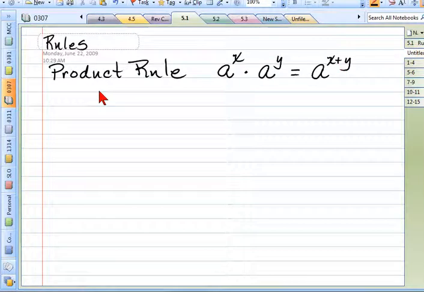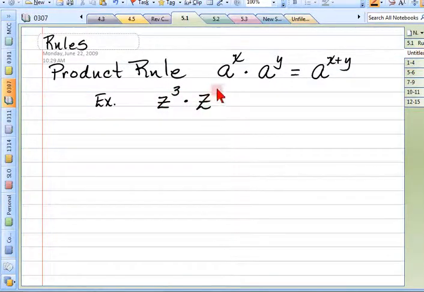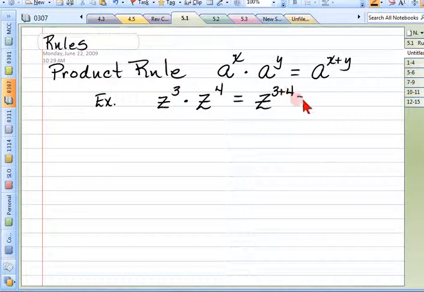Do we have to have a plus sign? No. Just in the rule, we would have to have the plus sign, but as an example, if you had, let's say, z to the third times z to the fourth, what does the rule say? To multiply, you're going to take z to the 3 plus 4, which is z to the 7th.